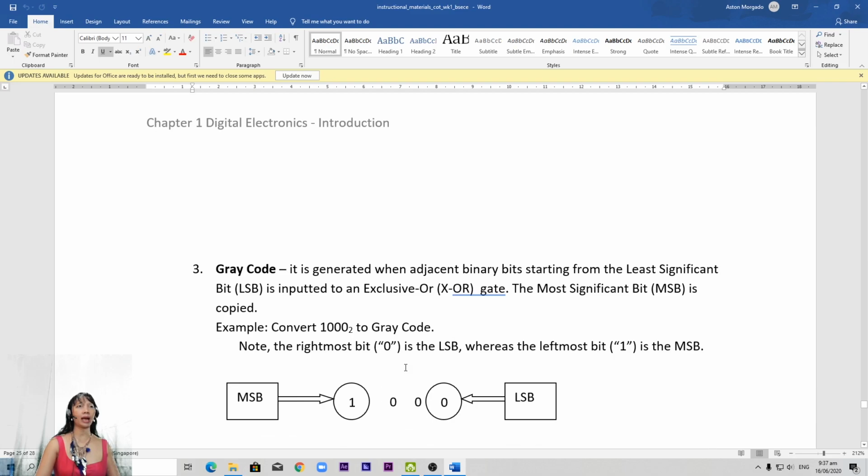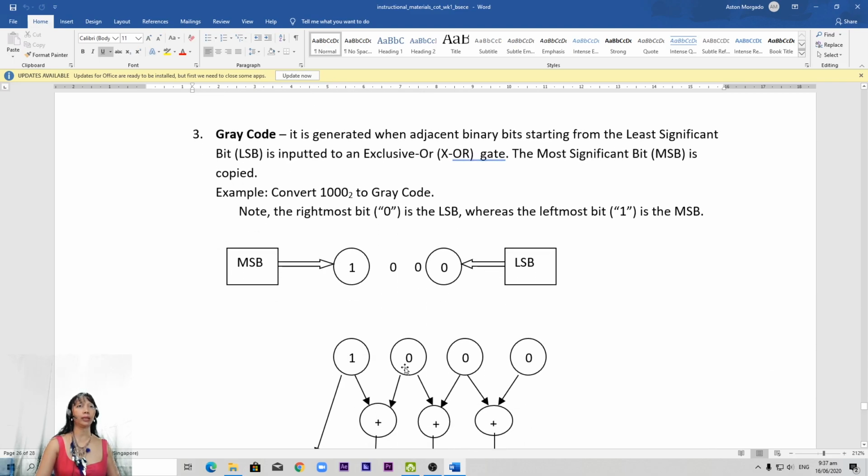And last, we have gray code. Okay. So gray code is generated when adjacent bits, starting from the least significant bit, are inputted to an XOR gate. So the most significant bit is copied. So we just copy the MSB here.